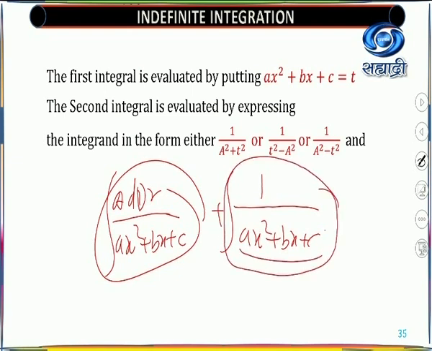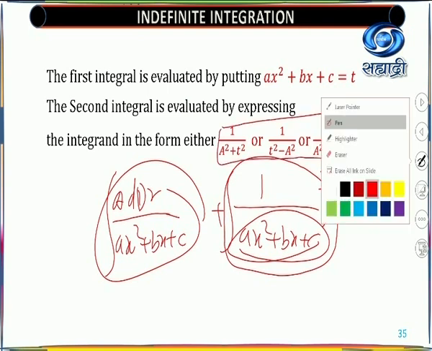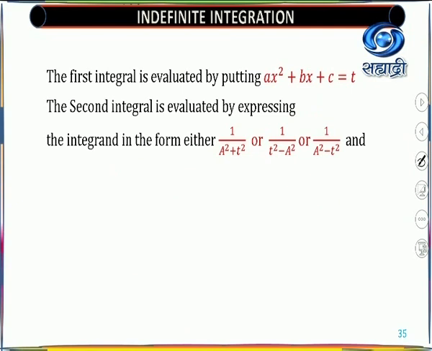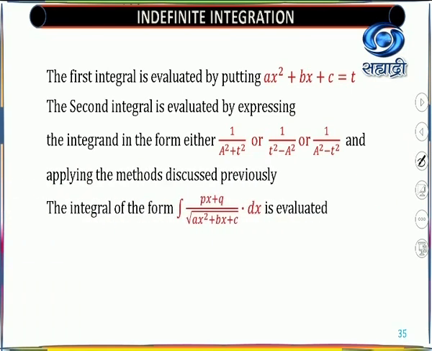In the second part you need to convert this into the form 1 upon a square plus t square, 1 upon t square minus a square, or 1 upon a square minus t square. In this form, and you know the formula, you already have these formulas. Similarly, you have the second type also, in which the integral has a root sign, so the same method will follow. What is that same method?